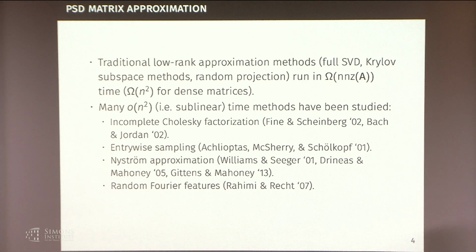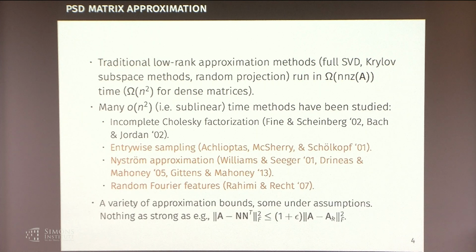Things like incomplete Cholesky, entry-wise sampling, Nyström approximation, this random Fourier features method, which is used a lot in machine learning, can be viewed as basically a randomized low-rank approximation method. So lots of these methods exist, and I'll just point out that this has been a really successful area of randomized linear algebraic methods. Nyström approximation and random Fourier features are essentially randomized low-rank approximations, and they're what's used in practice to approximate these large kernel matrices. They're sort of what we have.